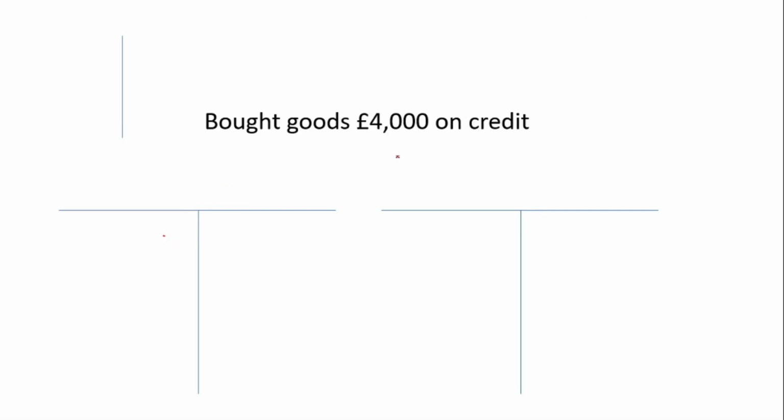And next, they bought goods on credit. So we're using the 4 steps. Identify the amount, it's £4,000. So we're going to write that down here. Step 2 is to identify the accounts.